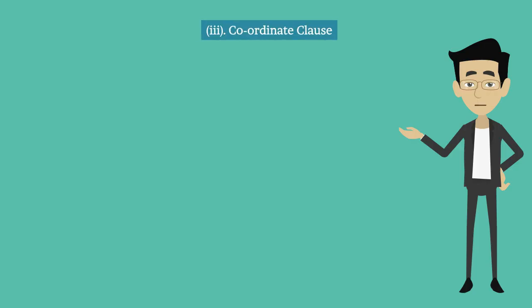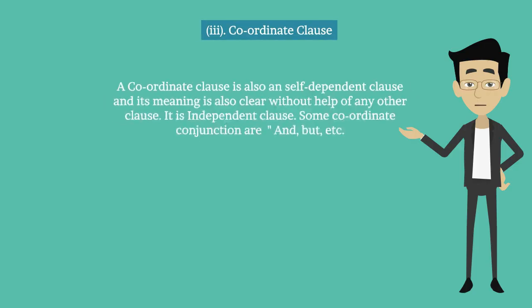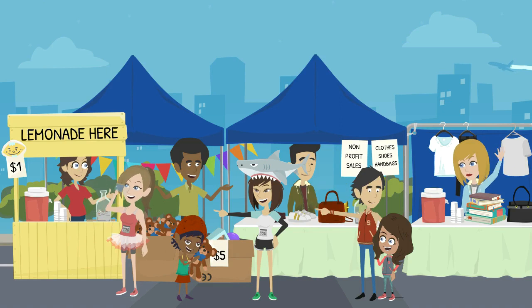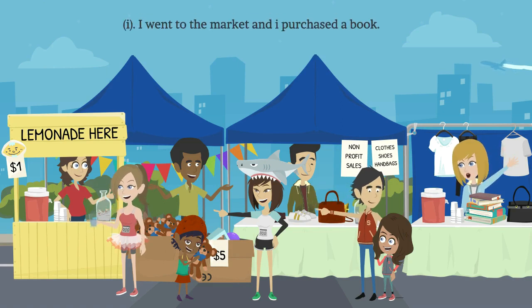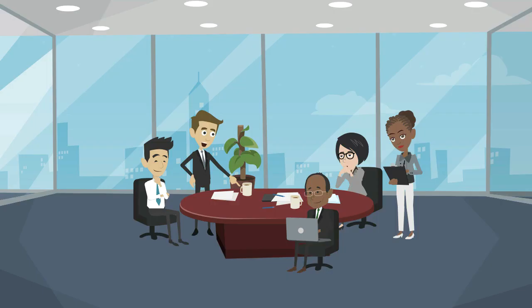The third one, coordinate clause. A coordinate clause is also a self-dependent clause and its meaning is also clear without the help of any other clause. Some coordinate conjunctions are and, but, etc. For example, I went to the market and I purchased a book. And I purchased a book is a coordinate clause. I offered to help him, but he declined. But he declined is a coordinate clause.